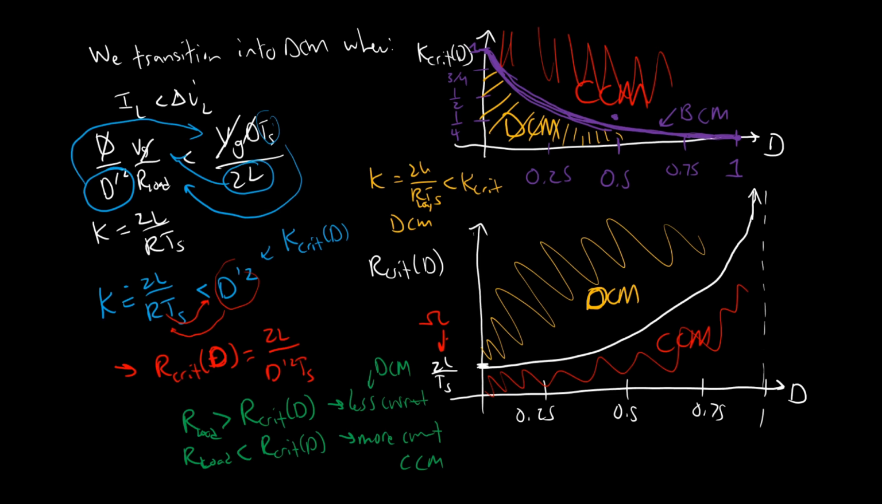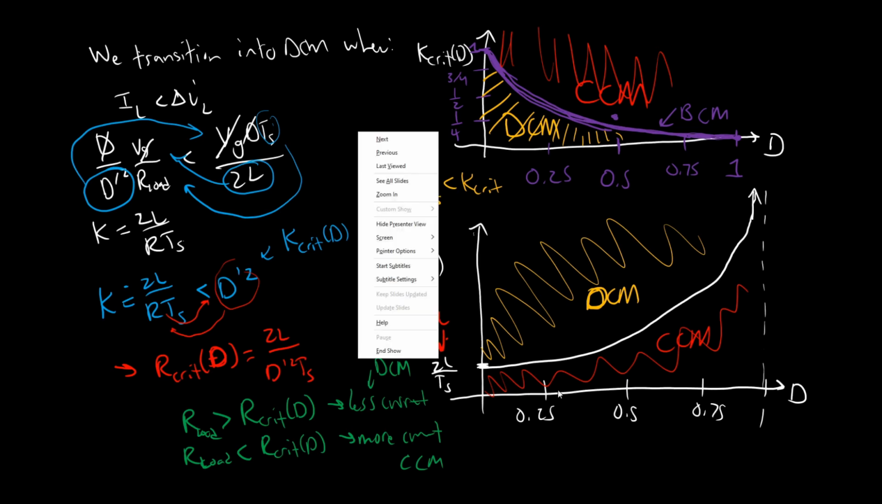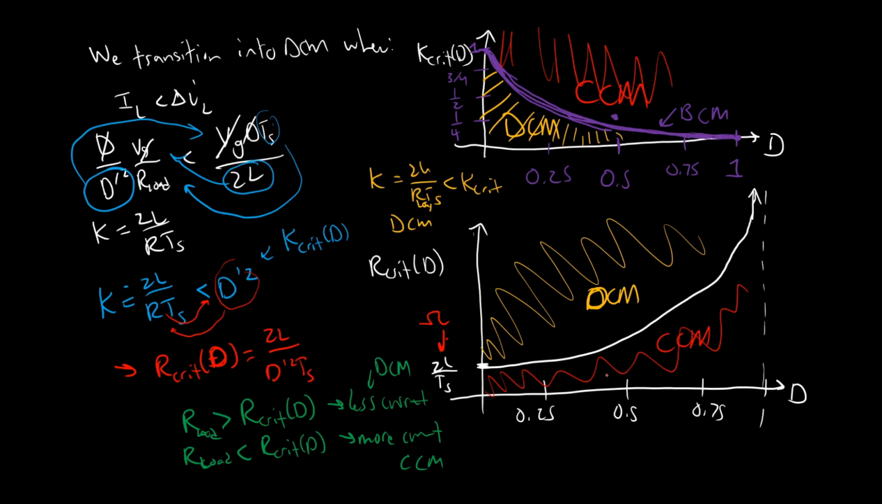So these are the kind of plots that you'll see in textbooks, for instance, and this is a helpful way of thinking about it. There's some kind of boundary. You can plot that boundary as a function of D, right? And when you're above that boundary for the resistance, you're in DCM, and when you're below that boundary, you're in CCM, right? So if the current is low, you'll be in DCM, and if current is high, you'll be in CCM. Cool. That's the conceptual idea anyways. It's high relative to this effective resistance 2L over TS. Great.